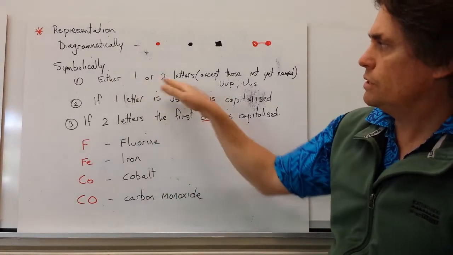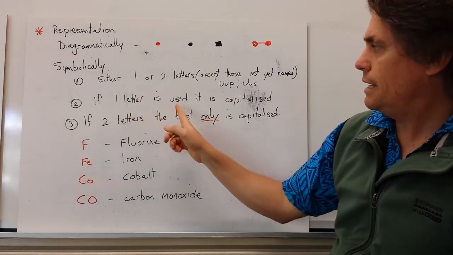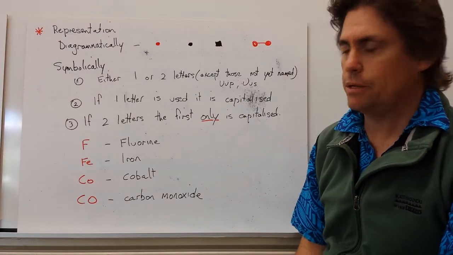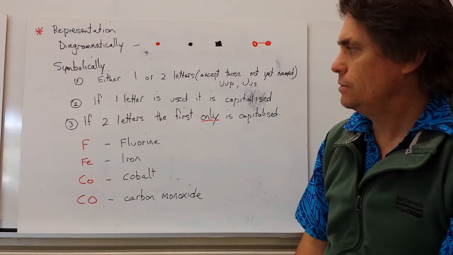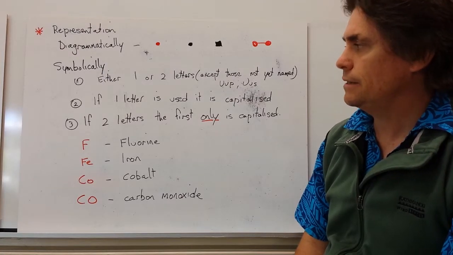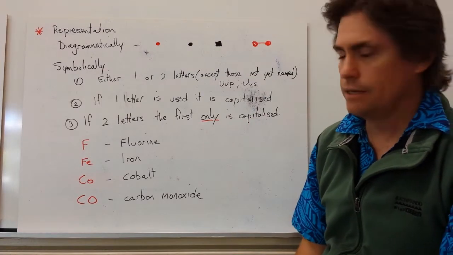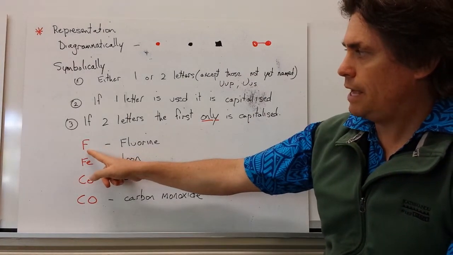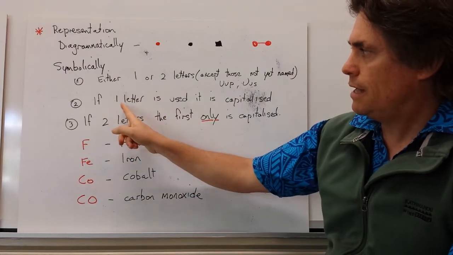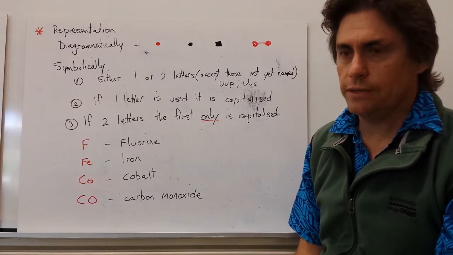So assuming that we're using the 1 or 2 letter ones only, secondly we say that if they've got 1 letter, it's always capitalized. And finally, if there's 2 letters in the symbol, or in the shorthand symbol form, the first one only is capitalized. So we've got 4 examples. First of all, we've got an F, so a single letter. First letter must be capitalized. This one is short for fluorine.